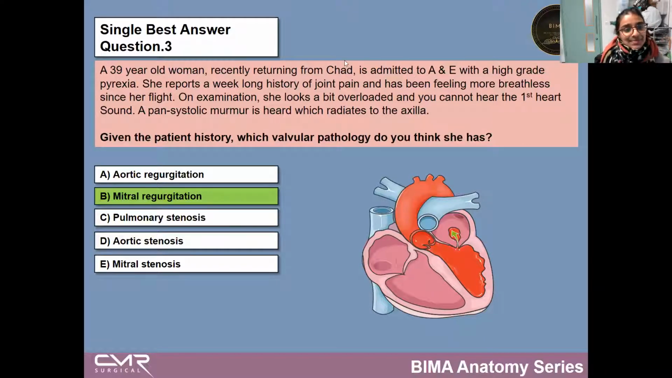I did think some people might question whether it's mitral stenosis because, as I said earlier, rheumatic fever causes mitral stenosis. But then a pan-systolic murmur with a soft S1 would actually be mitral regurgitation. Well done.